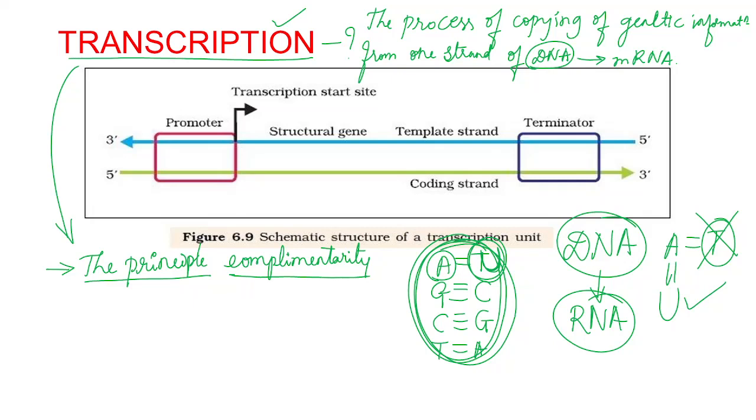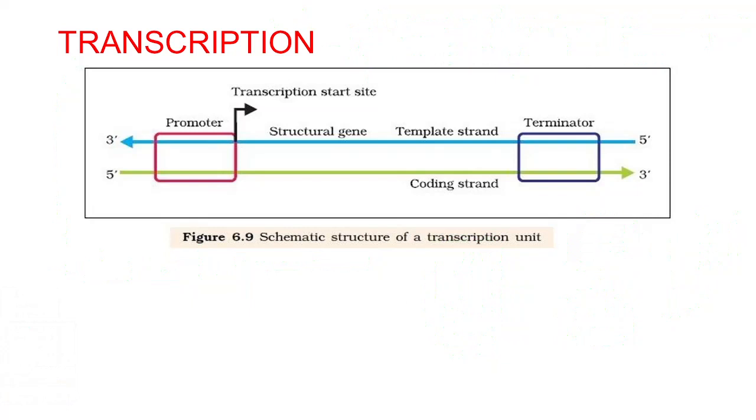Coming to the structure here, the structure which you can see in this slide is of the transcription unit. It looks very simple, with only two lines and two boxes at the end. It looks very simple, but it is very complicated, because if you change even one point, then the complete structure will be lost.